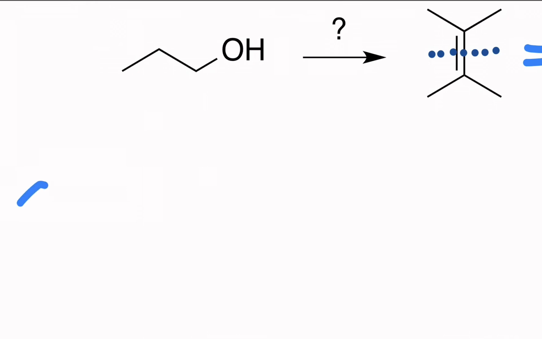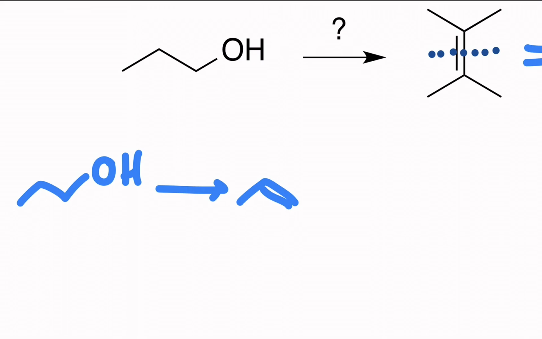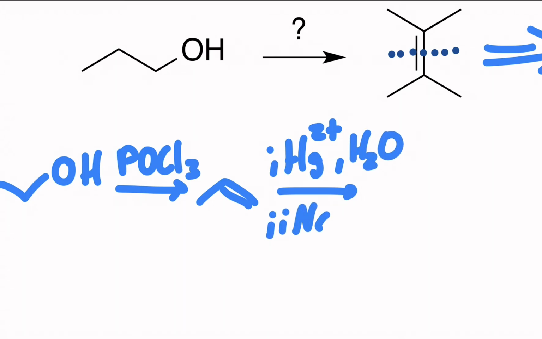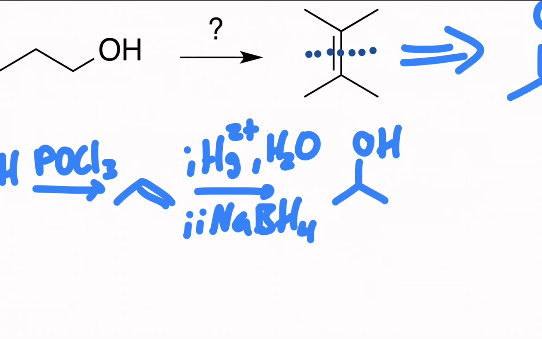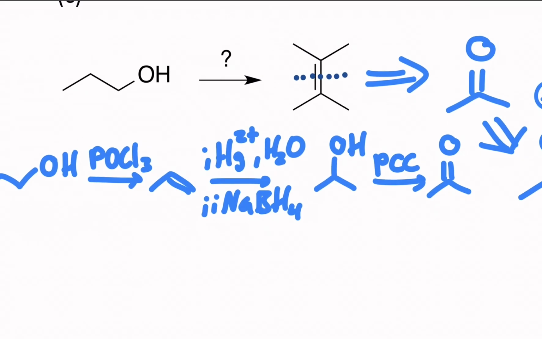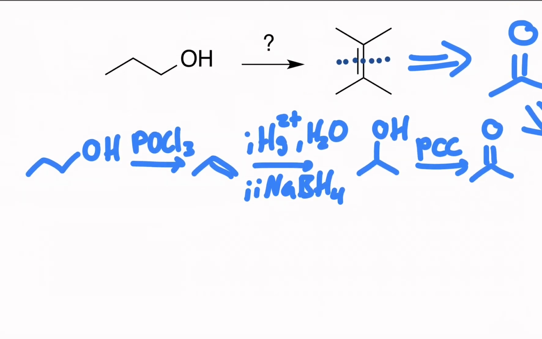So 1-propanol, we can convert to an alkene just with POCl3. We can treat that with oxymercuration, mercury(II) and water, followed by a reduction. And then we can turn that into the ketone with PCC. Alternatively, we could probably do a Wacker oxidation on this in theory and make the methyl ketone directly from the alkene. That would save us a step.